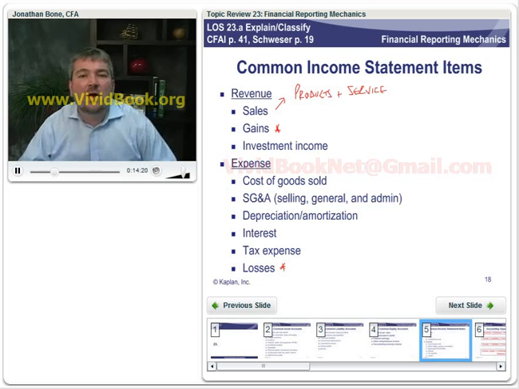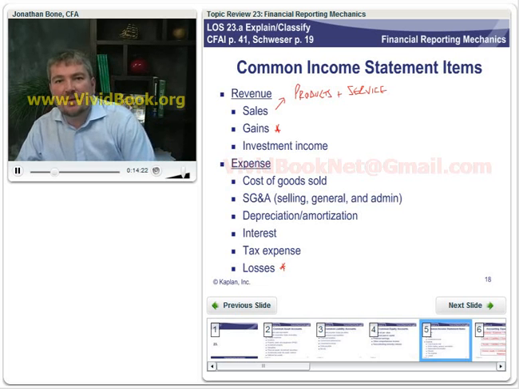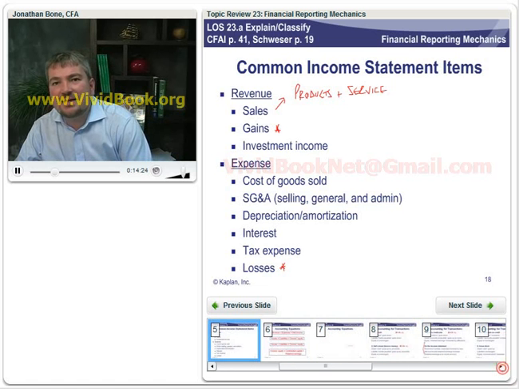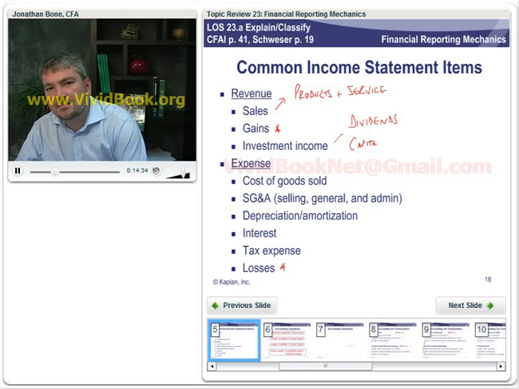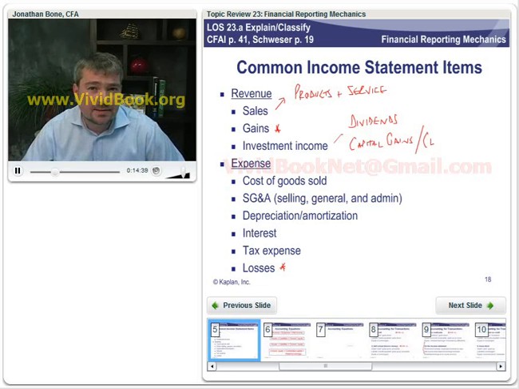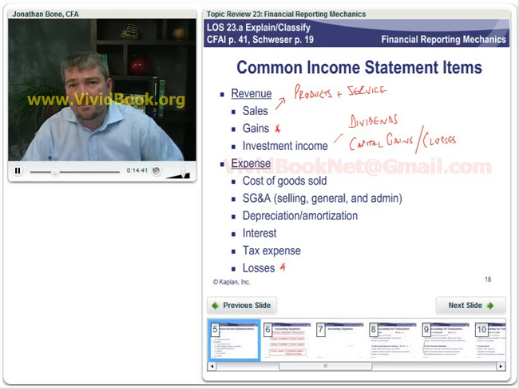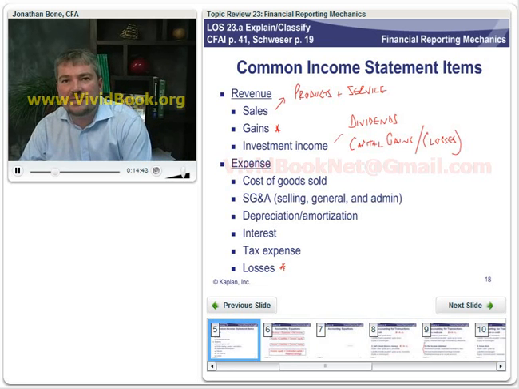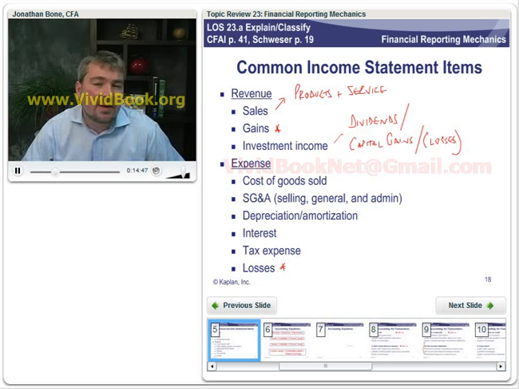Now, of course, we might also receive investment income. So this essentially is going to be dividends and capital gains and losses. So if we hold shares in other companies, then we're going to receive dividends on them. Now, of course, if we hold debt in other companies, we're going to receive interest. We might also make capital gains when we actually dispose of them.